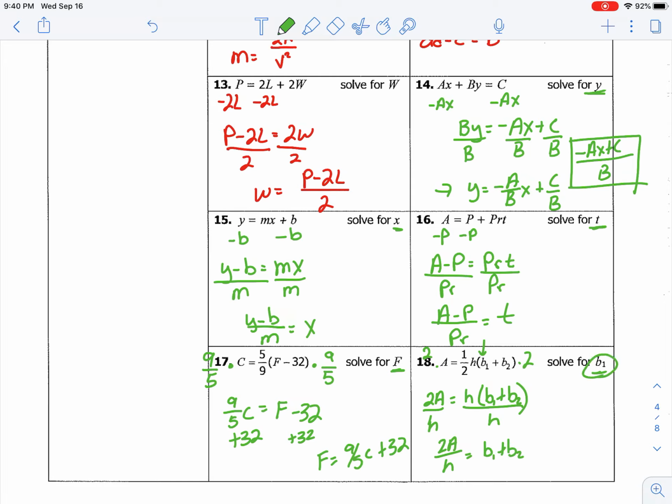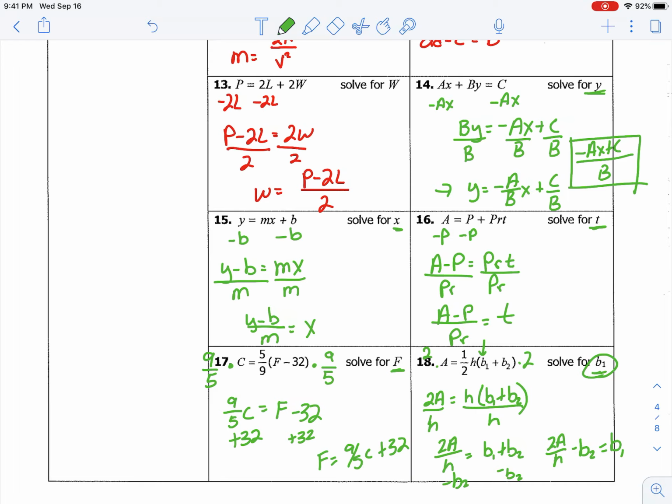And again, we're trying to get B1 by itself, so I have to subtract away the B2. And so we end up with 2A over H minus B2 is equal to B1. And so we've conquered that.